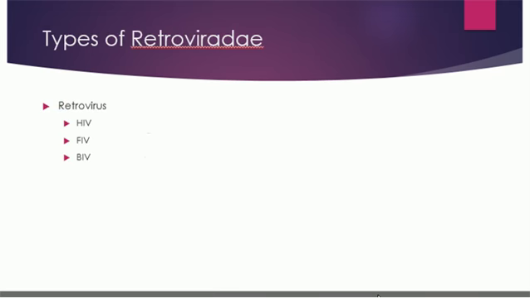So the different types of Retroviridae or retroviruses are HIV, which is human immunodeficiency virus, FIV, feline immunodeficiency virus, which affects cats, and BIV, bovine immunodeficiency virus, which affects cows. So these are just a few more well-known retroviruses, and there's numerous different kinds. These are just a few examples that affect humans and animal hosts.